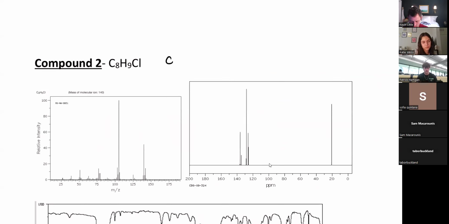So I've got C8. Degrees of unsaturation: 2 times 8 plus 2, minus 9, minus 1 for chlorine, divided by 2. So that's 18 minus 10 is 8, divided by 2. That's 4. So my first thought is benzene.